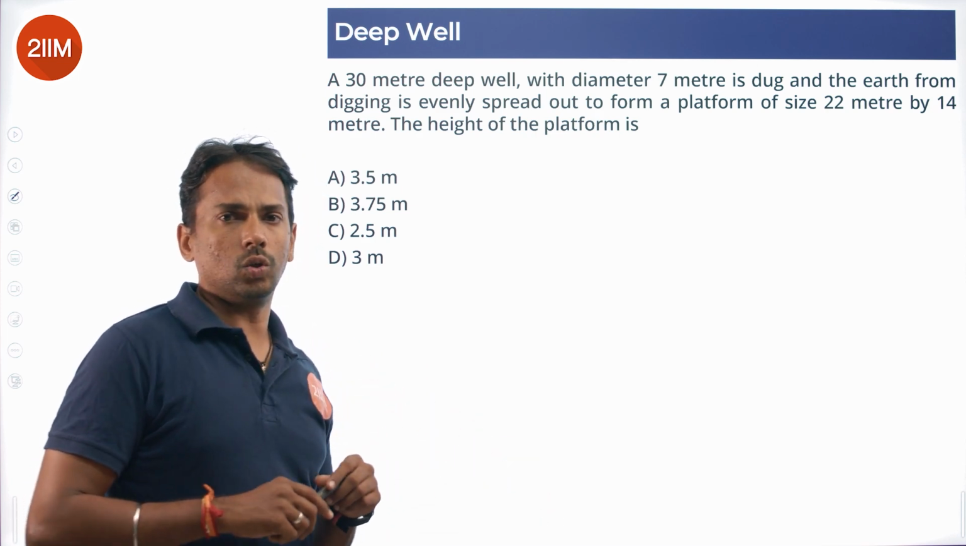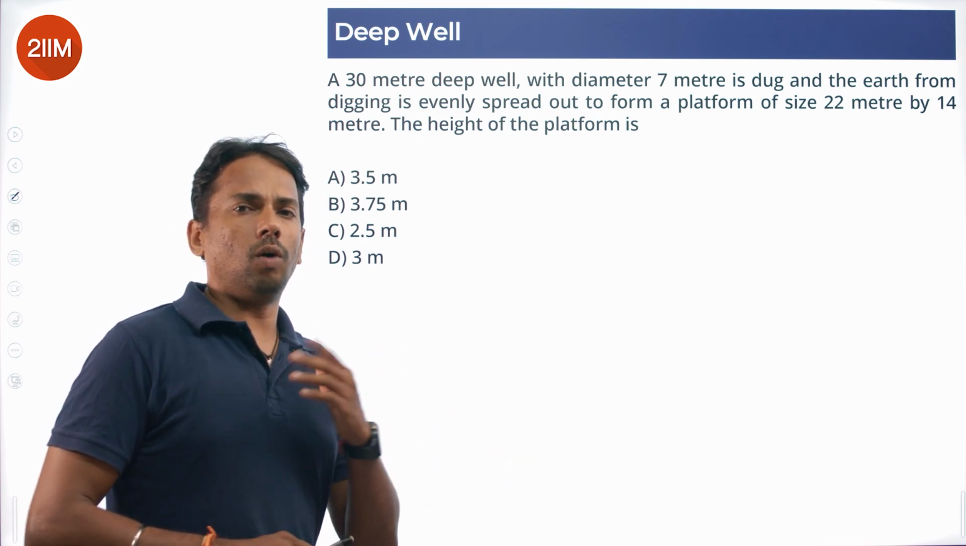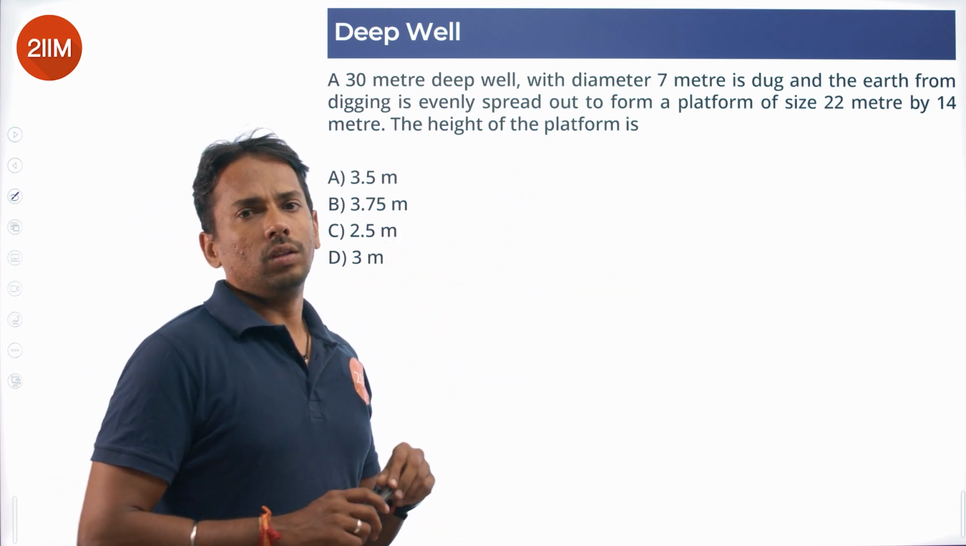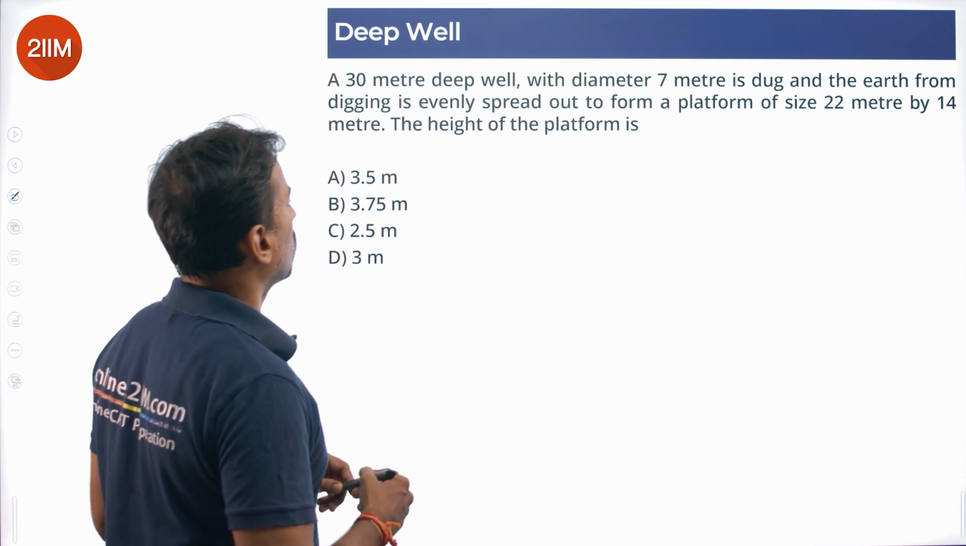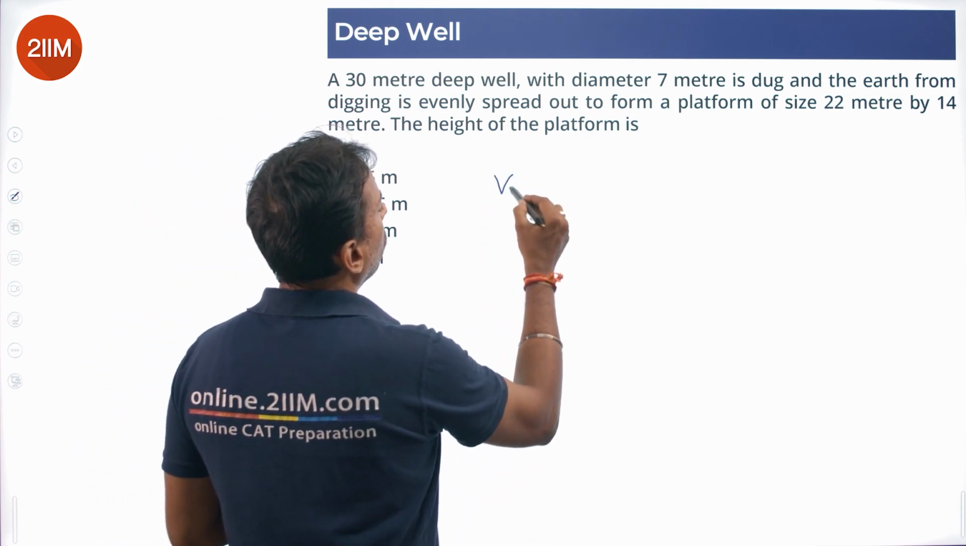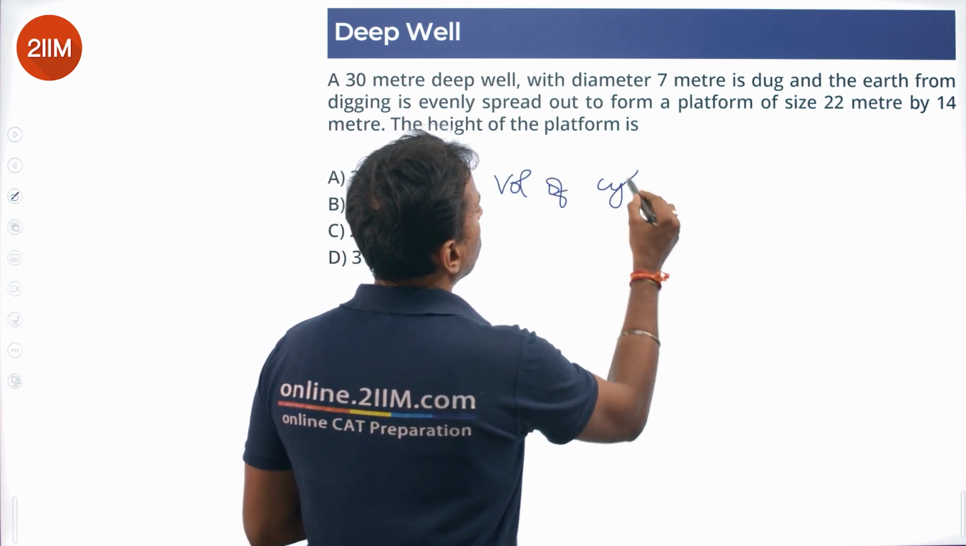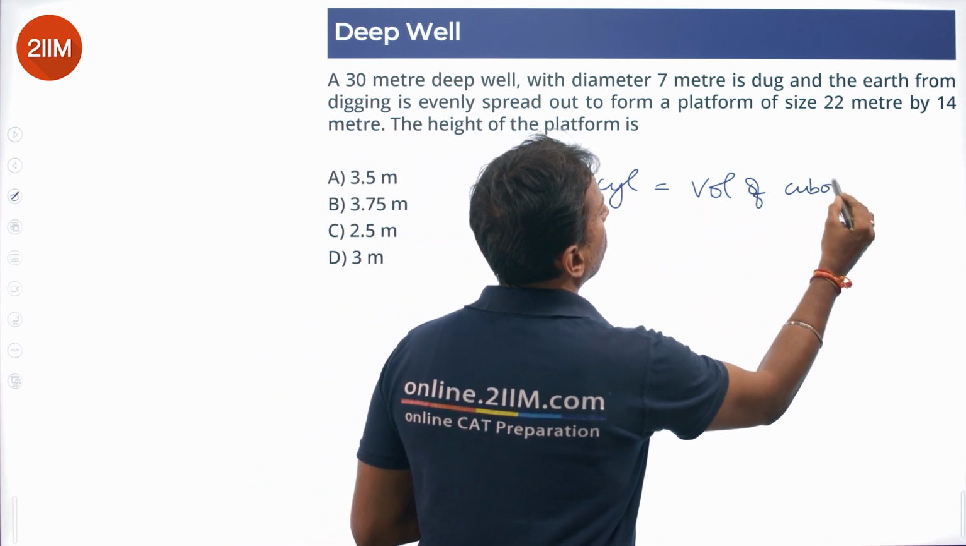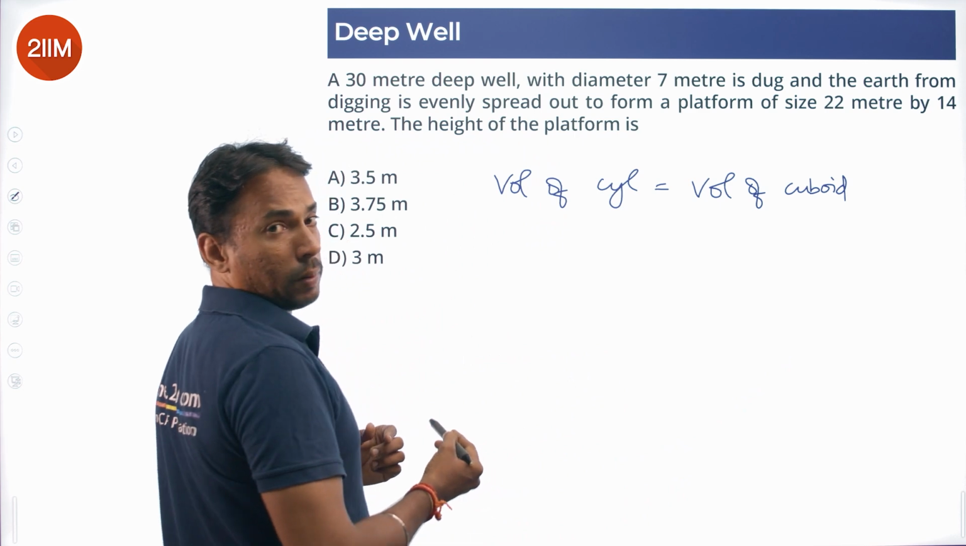That's it. So one basic funda is both the volumes are equal. Volume of the cylinder will be equal to the volume of the cuboid. So we'll note it. Volume of the cylinder is equal to the volume of cuboid. Volume of the cylinder is pi r square h.